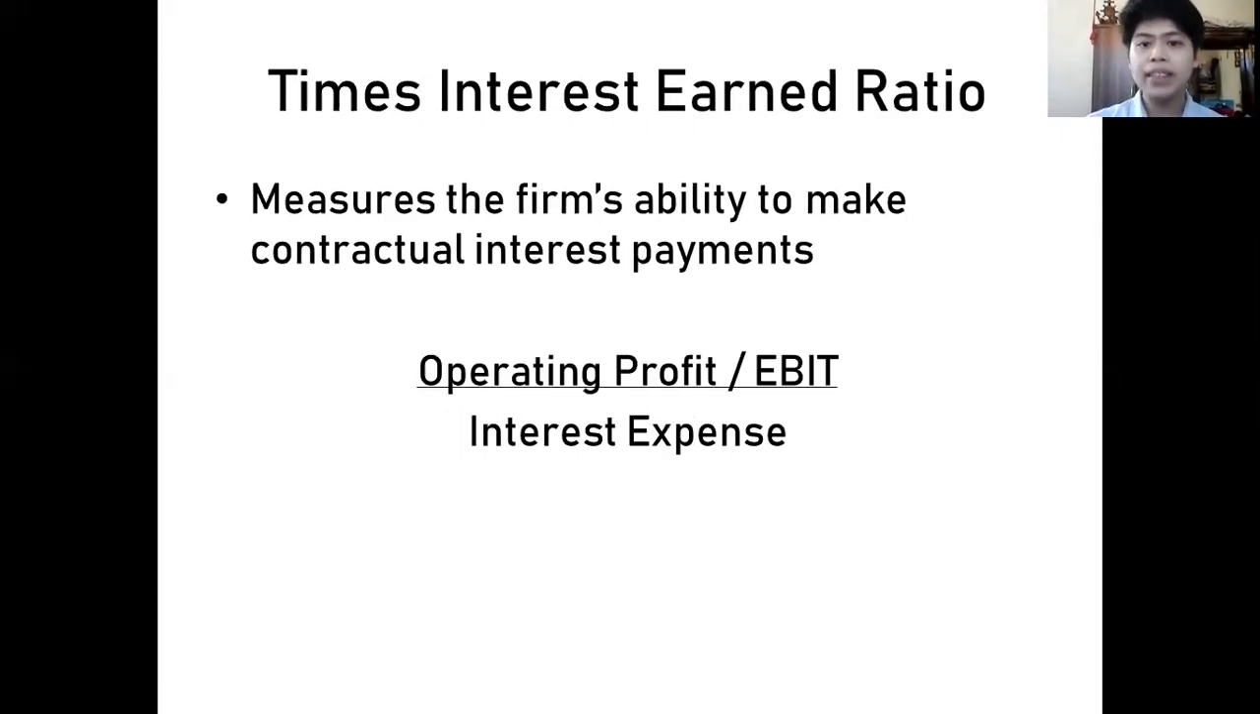Okay. Times interest earned ratio. It measures the firm's ability to make contractual interest payments. So, okay. Kaya, di ba, times interest earned. So, the formula here is operating profit or EBIT divided by interest expense.